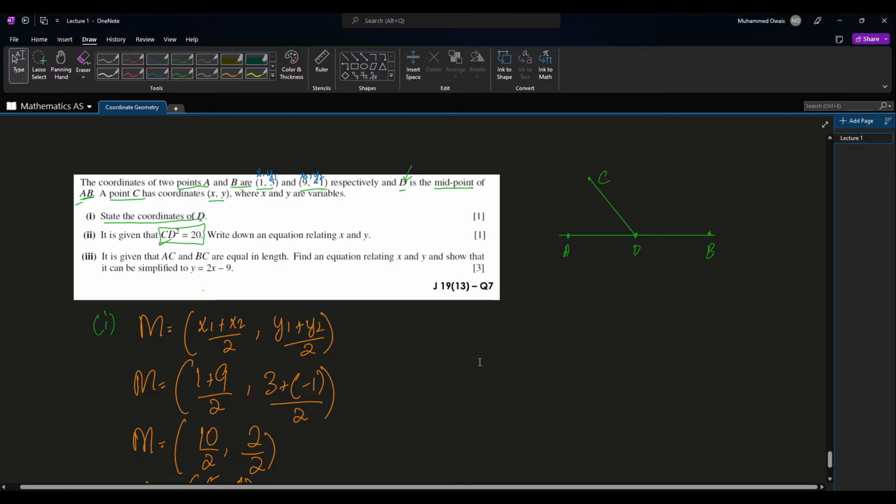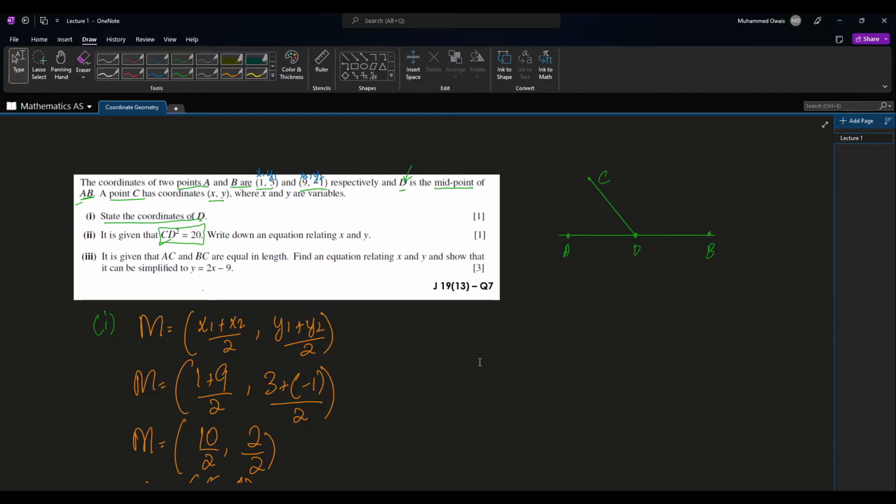So it is saying that you have to use the distance formula to find the answer to this question, because it is saying that CD squared is 20. Basically CD is the distance, and now when they squared the distance, it came out as 20. Alright, now we can just use the distance formula to find an equation in x and y. It will come out because we have x, y coordinates. We'll see.